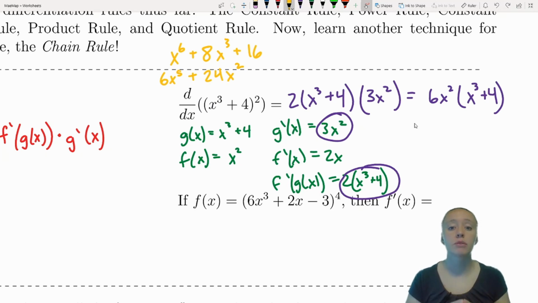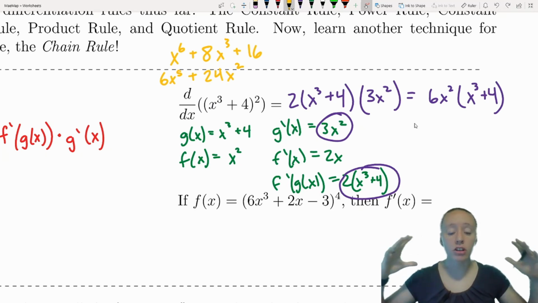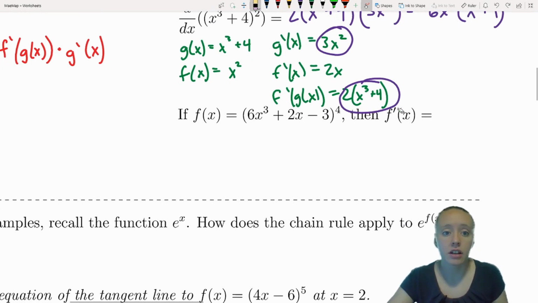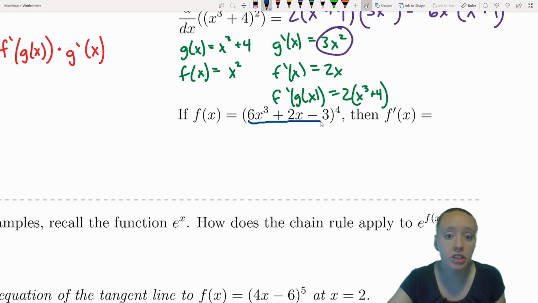So again, when taking the chain rule, we start with our outermost function, find the outermost function's derivative of g of x, and then multiply it by the derivative of that inner function g of x. So let's take a look at our next example, 6x cubed plus 2x minus 4 all raised to the fourth. Well, our innermost function is this 6x cubed plus 2x minus 4, and our outermost function is raising that to the fourth. So if I have something raised to the fourth, what's the derivative? Well, it's going to be using the power rule. I bring that 4 down in front, and then I decrease that exponent by 1.